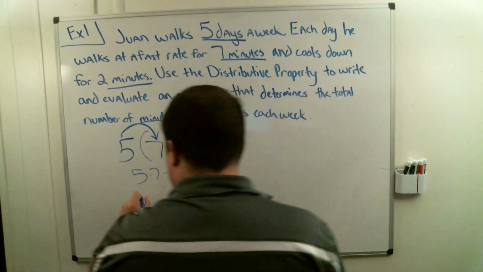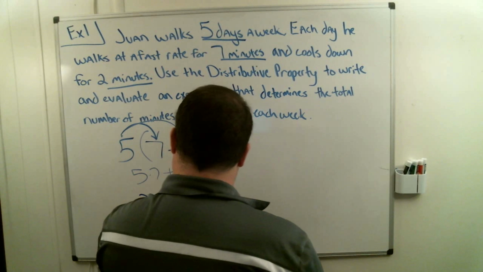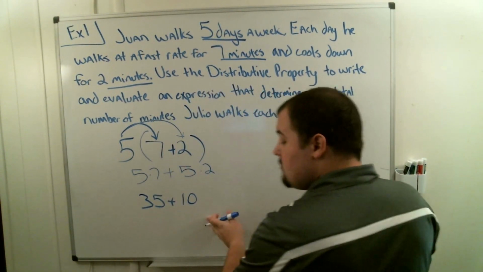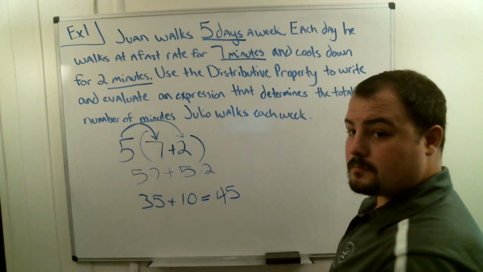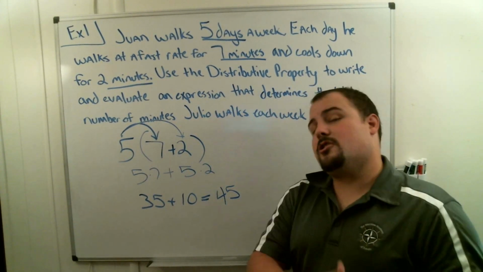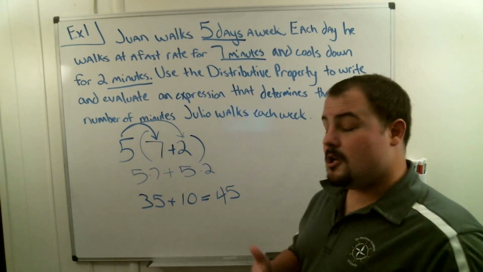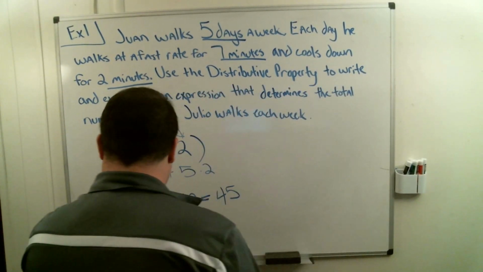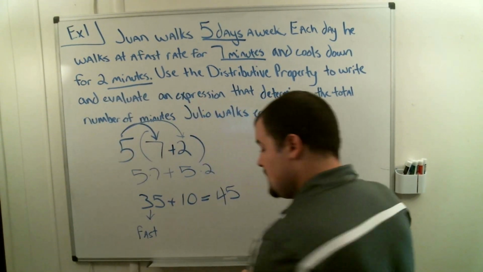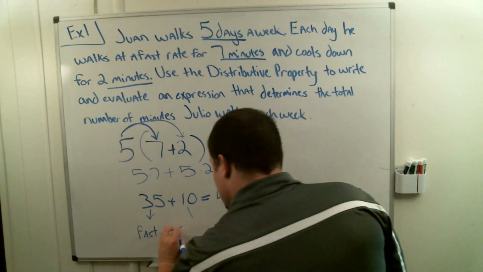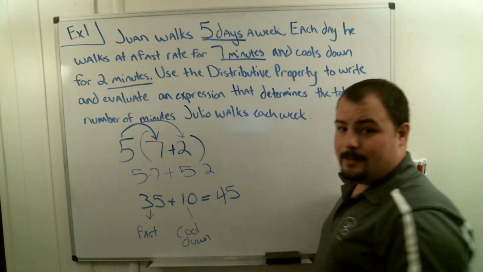Well, 5 times 7 is 35, and 5 times 2 is 10. And if I add 35 plus 10, I end up with 45 minutes. Yeah, I do know that you could have taken 5 times 9 and got 45, but now that you distribute it, you actually know that 35 minutes is how much he's walking at a fast pace, where 10 minutes is all of his cool down time.